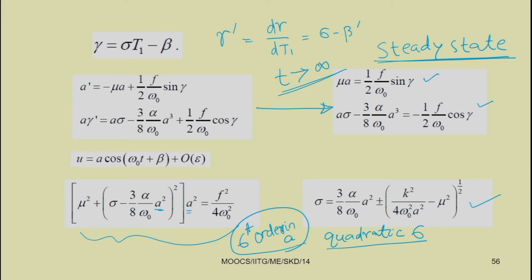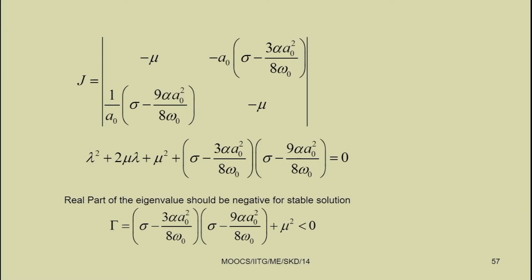So, here you can see sigma equal to 3 by 8 alpha by omega 0 a square plus minus k square by 4 omega 0 square a square minus mu square to the power half. Now, to find the stability, we have to find the Jacobian matrix and find the real part of the eigenvalue to study the solution.